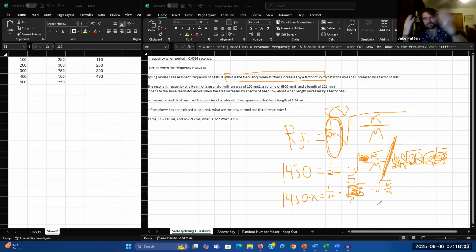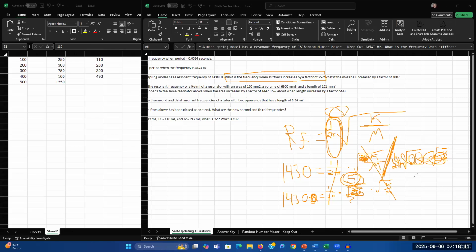And then we can just start crossing stuff out, right? The square root of k over m is right here, and the square root of k over m is right here, so we can cross those out and ignore those. 1 over 2 pi, 1 over 2 pi, we can cross those out and ignore those, which means that 5 is this x. So we're just going to multiply 1430 by 5, which is, I don't know, something big. $7,150. That sounds right.